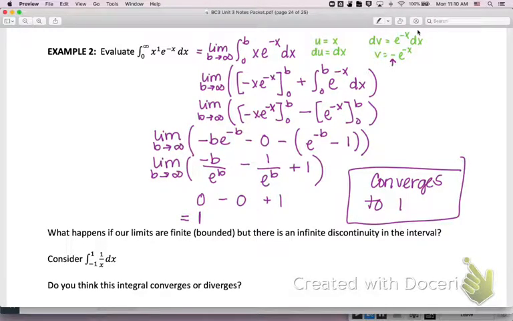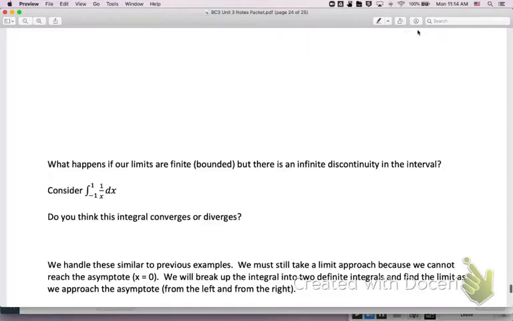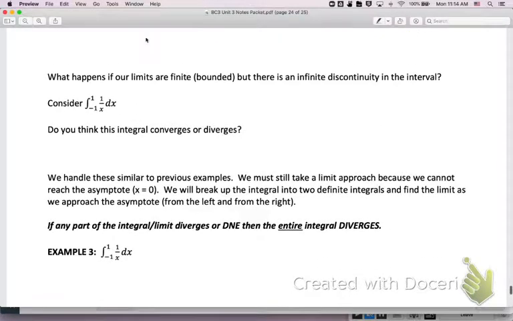All right. Now, the last thing that we want to look at is what if there is some sort of discontinuity in the interval? So for example, if we look at this next one, we want the integral from -1 to +1 of 1 over x dx. Well, that has an asymptote at x equals 0, right? So the question is, do we think this integral converges or diverges?